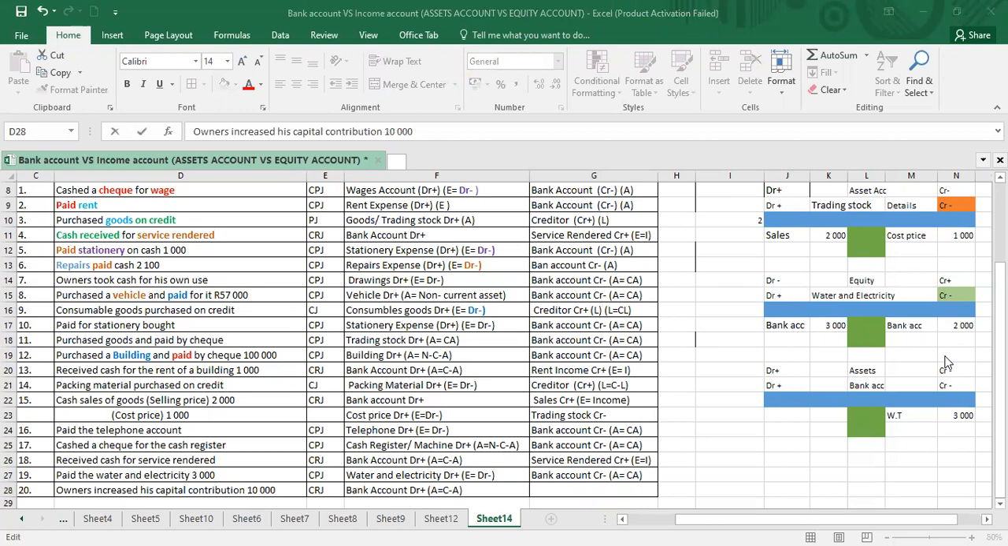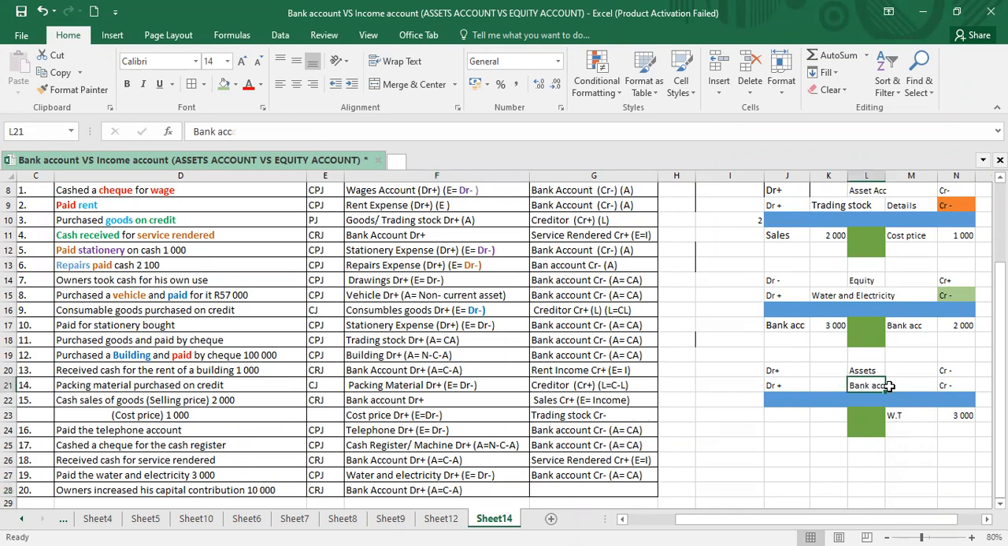Right. Can you see bank is being debited when the owner contributes money, whenever you give your business money? This is a capital contribution. When you see the word capital, you must think about yourself. The word capital says you are giving money to your business. Money will go straight to the bank account of the business. So let us receive the 10,000 that you are contributing into your business.